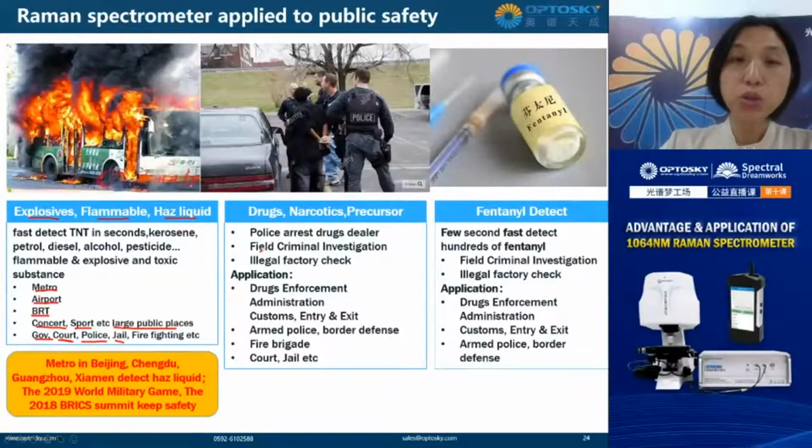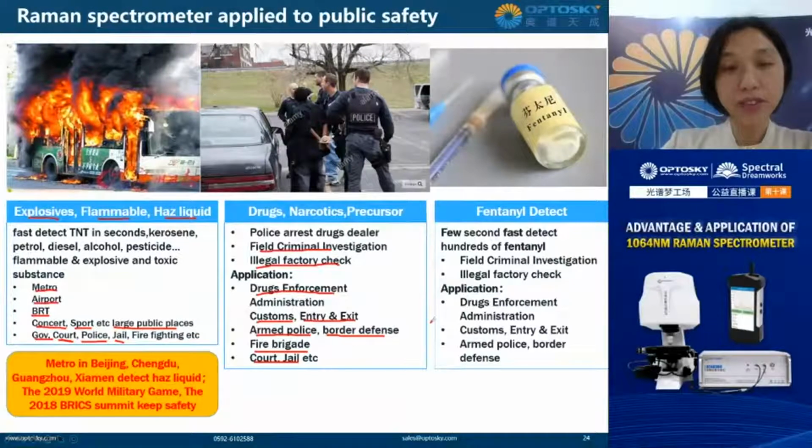and it also in field criminal investigation and illegal factory check, and it apply to drug enforcement administration and customs and entry and exit, and used for armed police and border defense, and used for fire brigade and for court and jail, as we mentioned before.